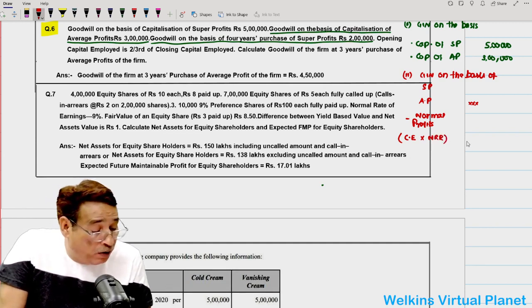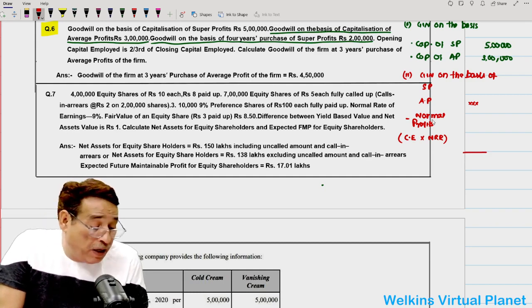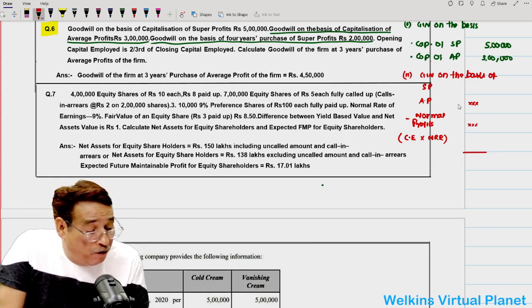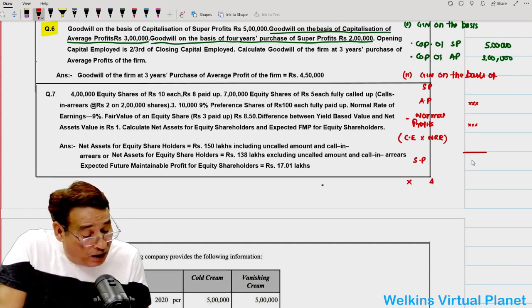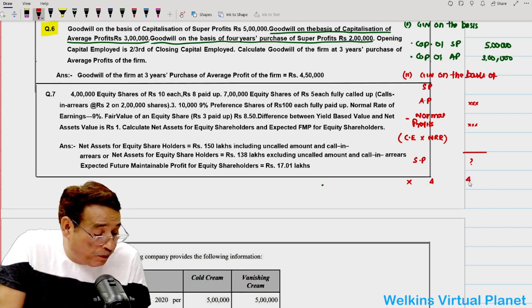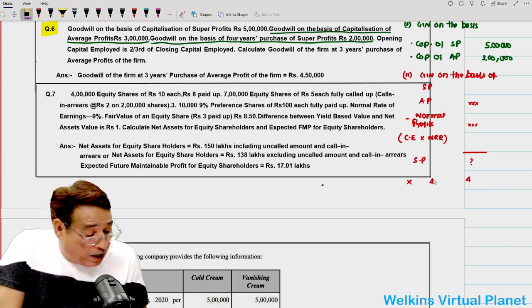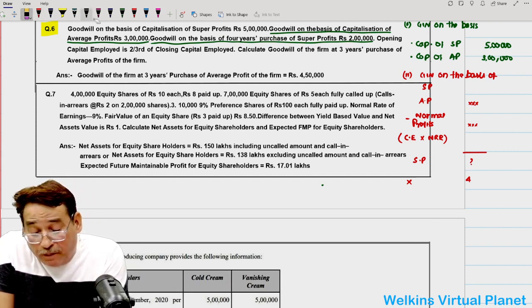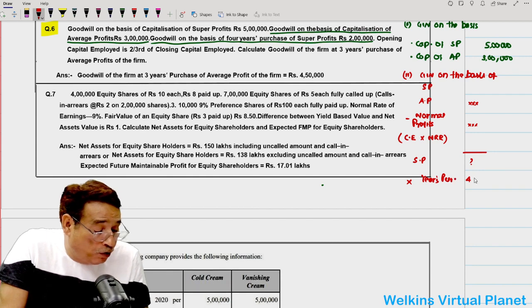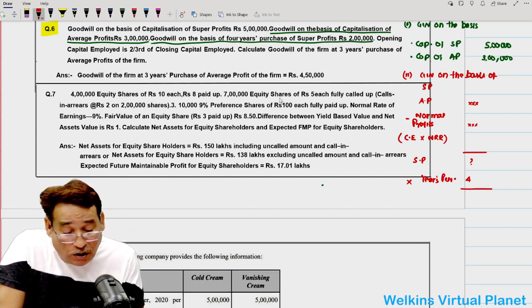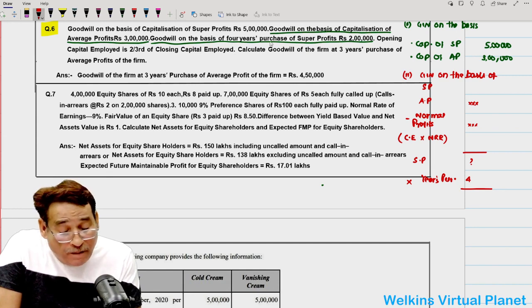Right now, I do not have normal profits either. But one thing I know, that by subtracting normal profit from average profit, I will get what we call super profits. This figure is also not available at this moment. But by multiplying super profits with 4 years of purchase, I will get the amount of goodwill. Years of purchase is 4 years given in the question, and the question has also told you that goodwill on the basis of 4 years purchase of super profit is 2 lakh.